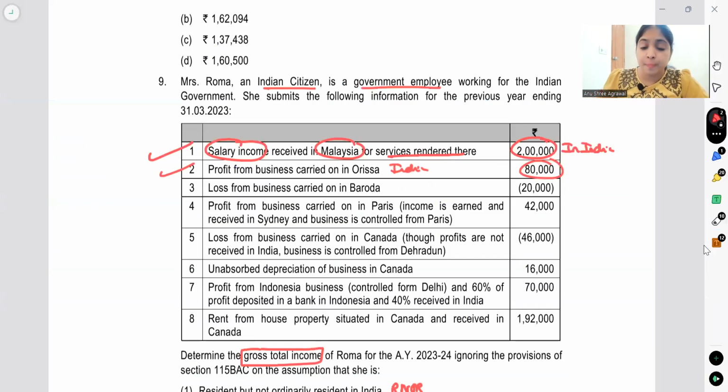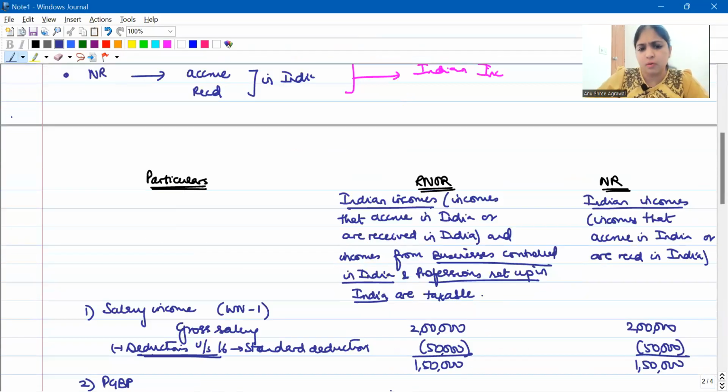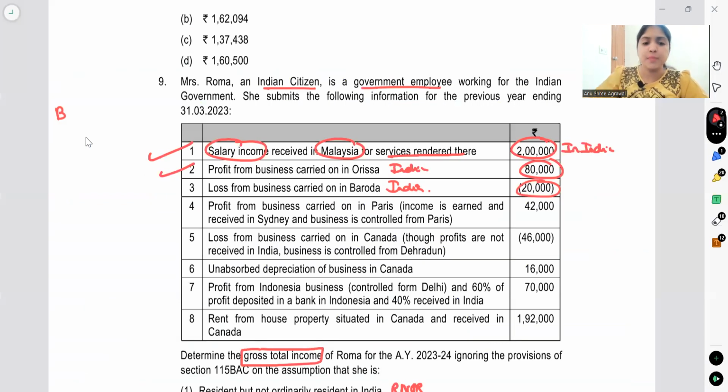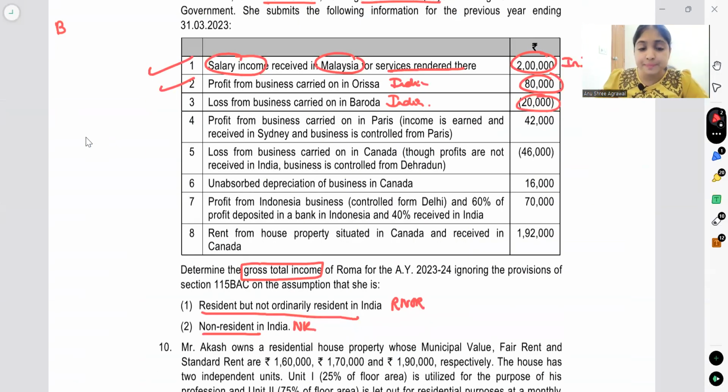Then number 2, we have loss from the business carried on in Baroda. Again, this is from India. The source is in India. Hence, I can consider this for all my assessees. But then this is a loss. All losses generally we consider later. So I'll keep a small note over here that I'm supposed to consider business loss of 20,000 later, for both. Losses we always handle at the end.